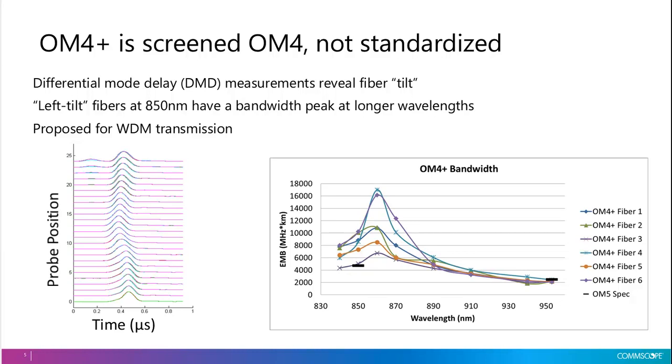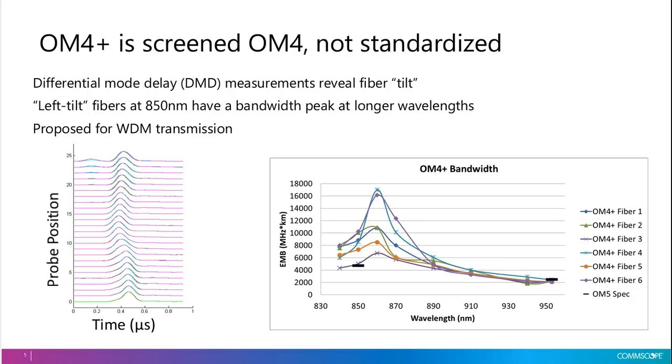The pulses at the top of the graph have a peak to the left of the pulses at the bottom of the graph. It has been proposed in the literature that these left tilt fibers can have advantages for transmission at 850 nanometers. That depends on launch conditions, of course. And these left tilt fibers also have a bandwidth peak at a longer wavelength.